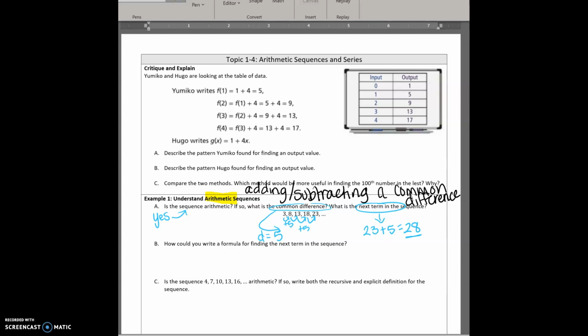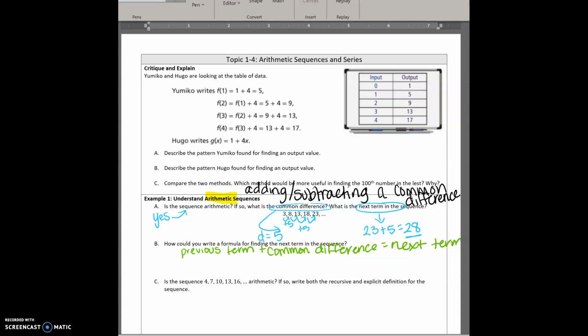How could you write a formula to represent the sequence? So we took the previous term and then we added the common difference. And that equaled the next term. So if we write that in words, that's what we did.